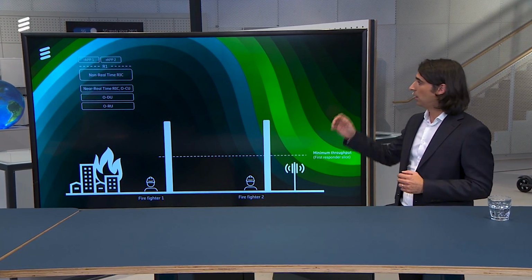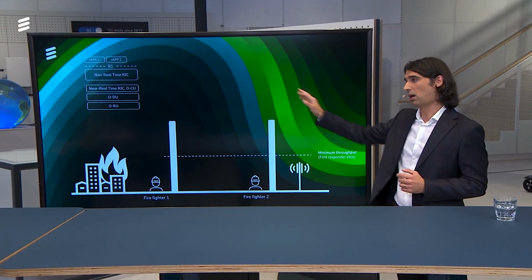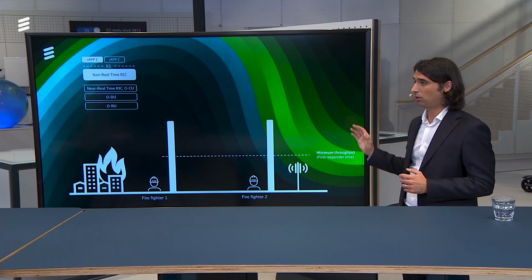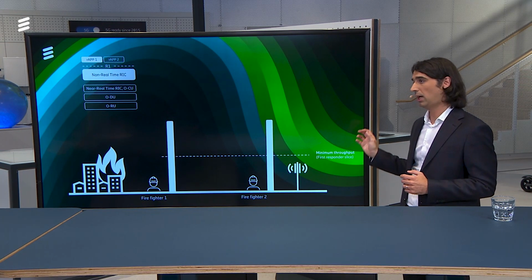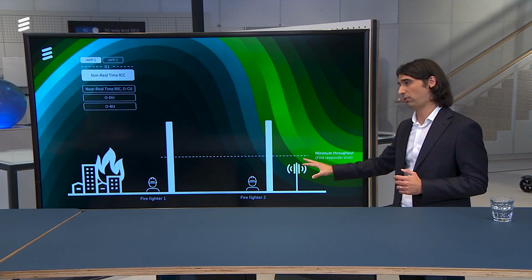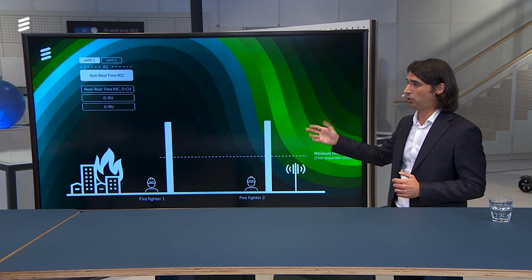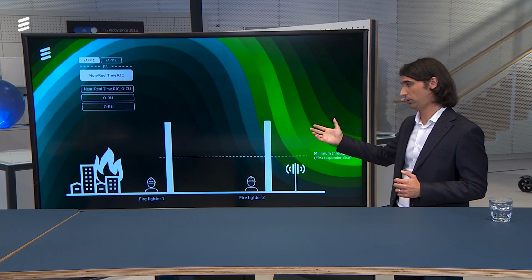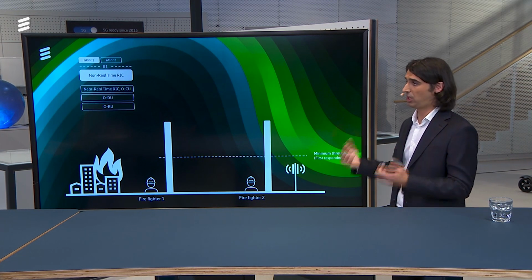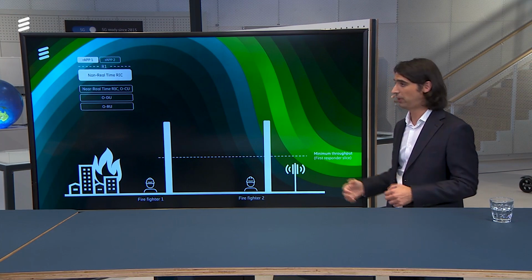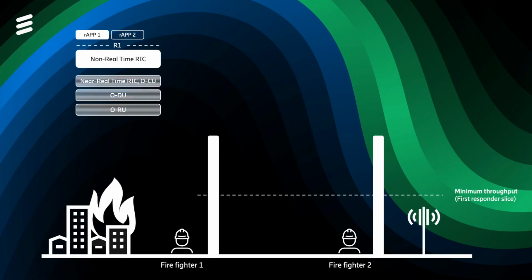Of course. Then let's assume that we have one RAP in the non-real-time RIC that is monitoring the quality of the video, and it is also monitoring the location of the firefighters. Let's also assume that the RAP is aware of the fire location through the use of external sources. At this point, the RAP can decide that firefighter 1, who is closer to the fire, needs to be prioritized. In order to do that, it would set a new declarative policy.